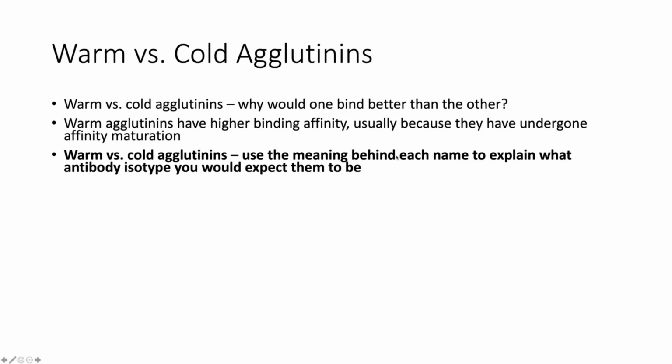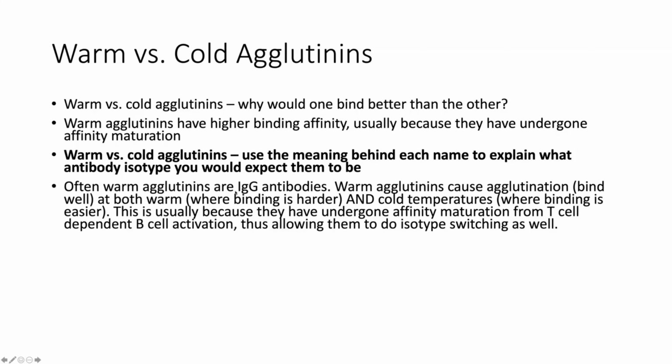So Leah, warm versus cold agglutinin. Use the meaning behind each name to explain what antibody isotype you would expect them to be. So cold, I would think, is IgM, because we were just saying it has not undergone the affinity maturation, so you would not have anything except for the IgM, and then the warm would have IgG. Perfect. Yeah, exactly. Because in this case, the fact that it's isotype switching is incidental, but it's an indication that you have had T cell dependent B cell activation.